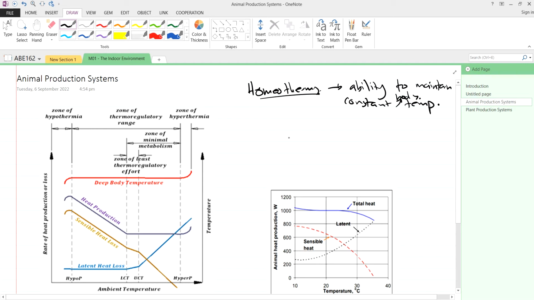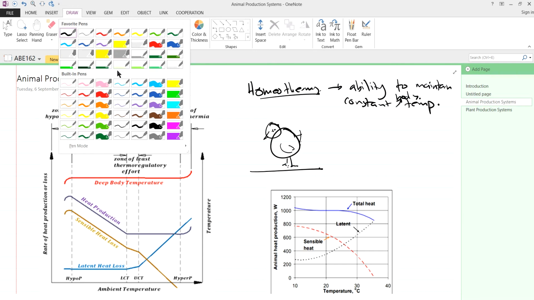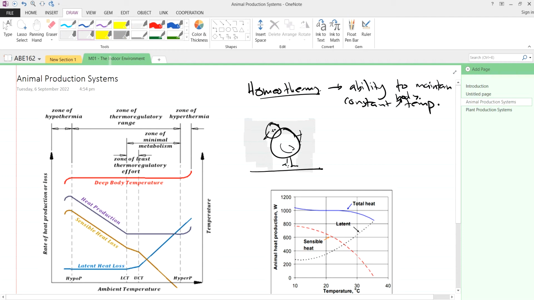So let's say here's our animal, our bird, poultry, for example. Right, and let's say we have this environment outside. So let's say the air temperature is around 30 degrees C, but the body temperature of the bird is, let's say, 40 degrees C. Right, so that means that there is actually a difference, and it maintains this, or if it changes a little bit, then more or less it's likely within that range, right?